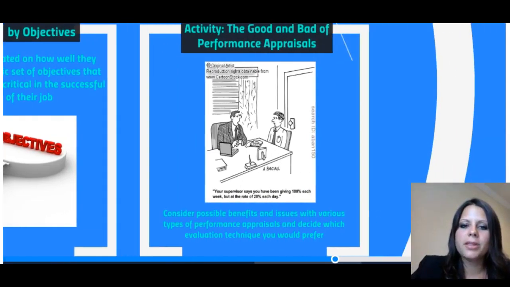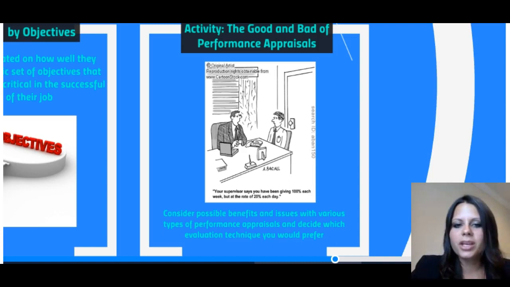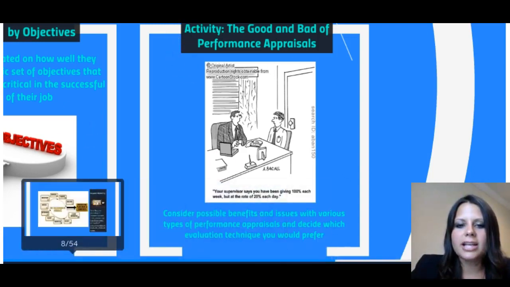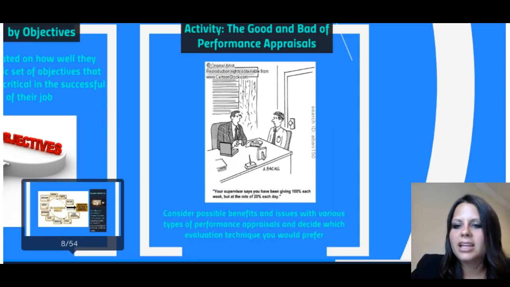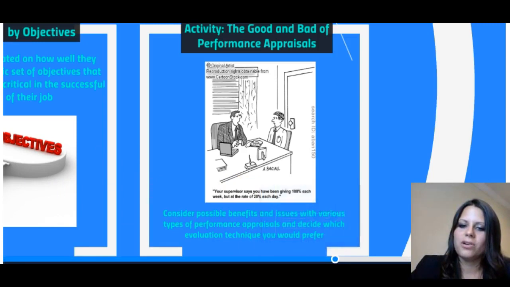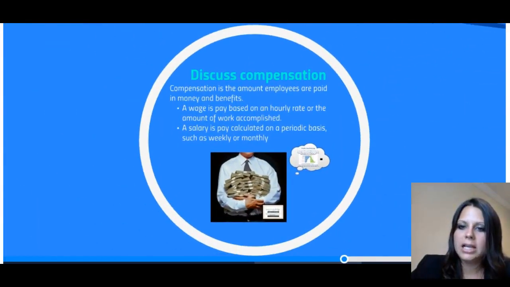I want you to think about some of the benefits and issues with some of the performance appraisals we've talked about today, as well as others you might find in your research. Decide which evaluation technique you'd prefer if you had to give feedback on the job. In this little cartoon here, it says, your supervisor says you have been giving 100% each week, but at the rate of 20% each day. You have to think about how you're giving them the information, how you're communicating that to make sure it's meaningful, and hopefully that you're not really upsetting some of your employees.